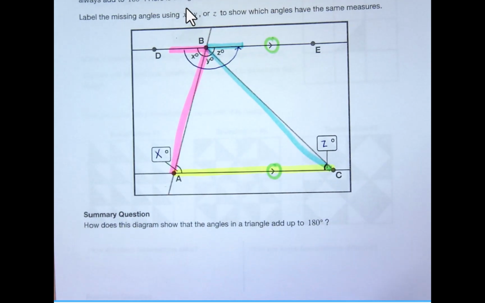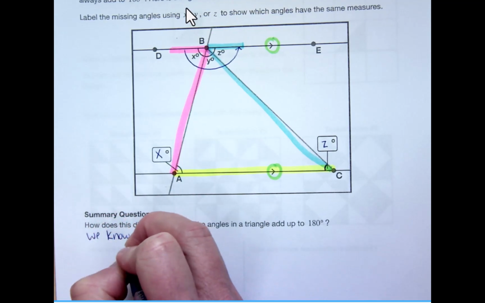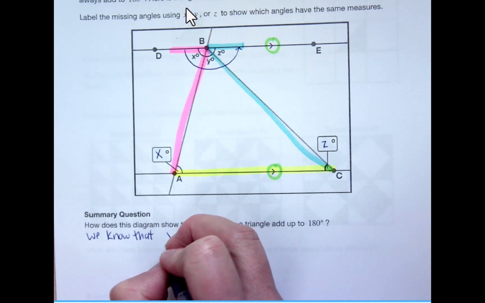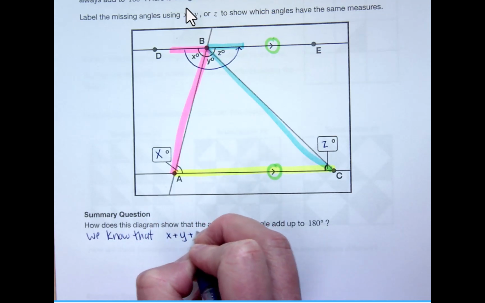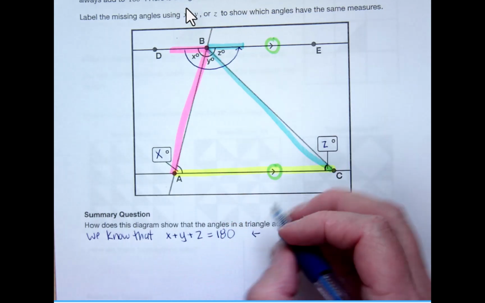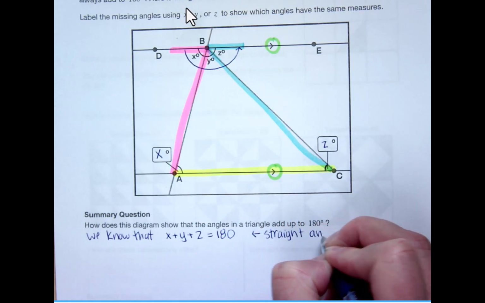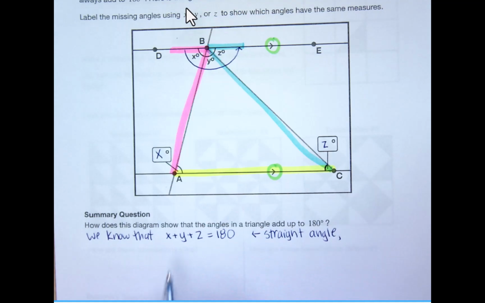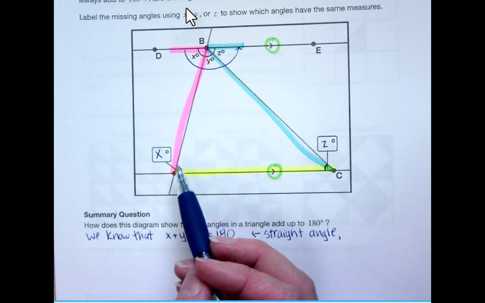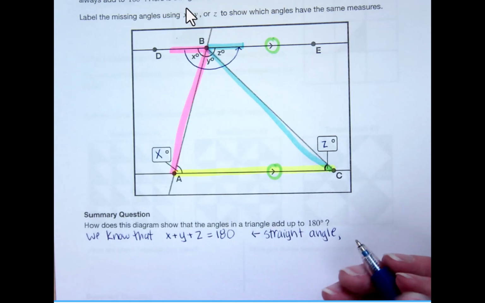So let's just try and put that into words a little better. How does this diagram show that the angles in a triangle add up to 180 degrees? Well, we know that X plus Y plus Z equals 180 degrees because it forms a straight angle. So when we add up those same things, X and Y and Z, in the triangle, it should equal the same thing.